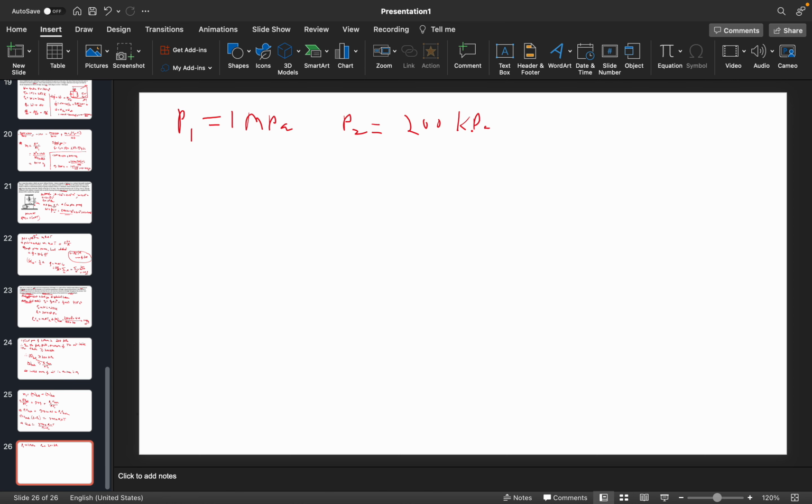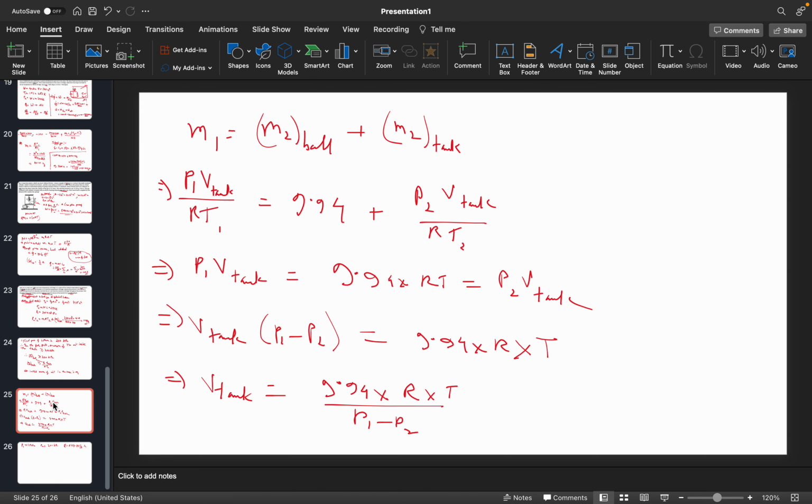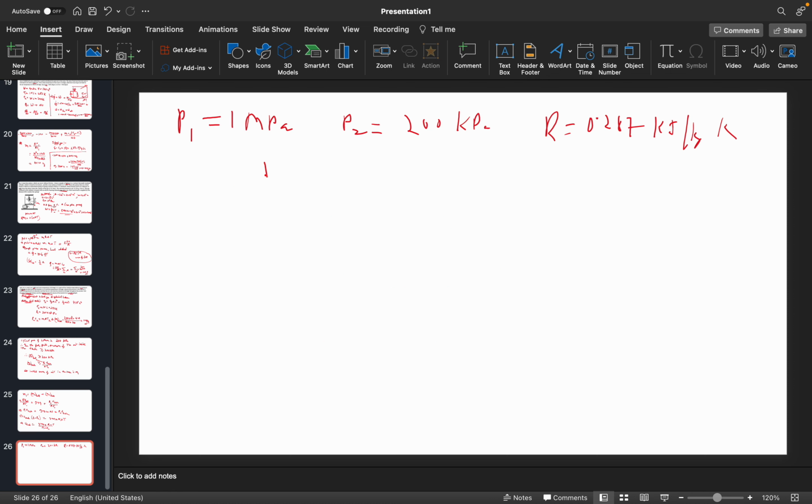and we have the value of R. Yes, we have the value of R. R is 0.287 kilojoule per kg Kelvin. Okay, and do we need anything else? R we know, and do we know T? Yes, we know T. T is the same, that is 20 degrees Celsius, and that is equal to 293 Kelvin.